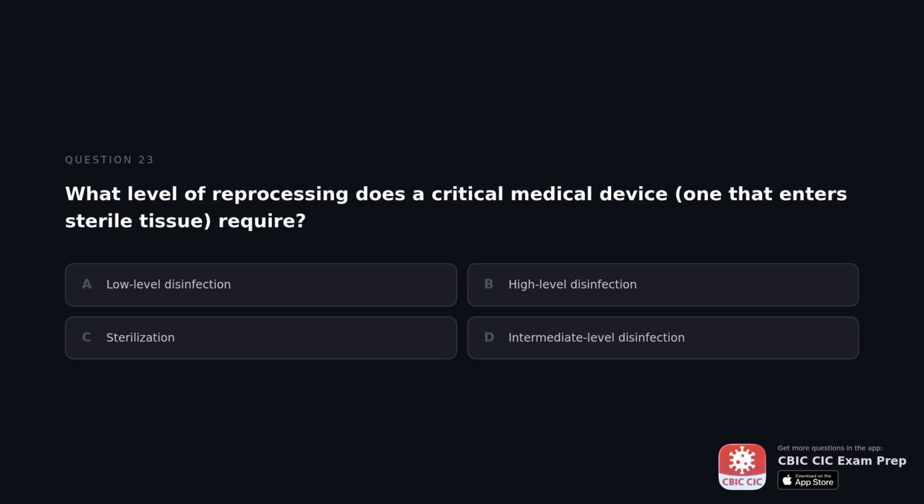What level of reprocessing does a critical medical device, one that enters sterile tissue, require? A. Low-level disinfection. B. High-level disinfection. C. Sterilization. D. Intermediate-level disinfection.